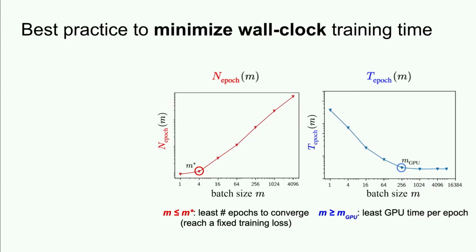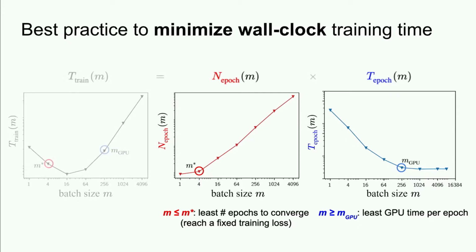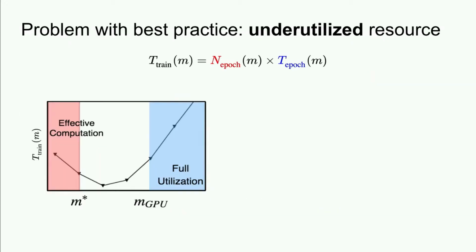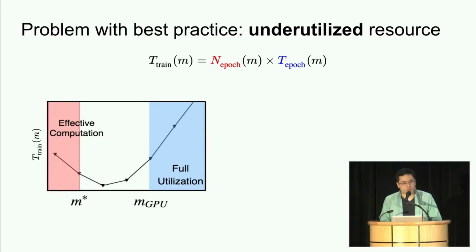Okay, now we are able to show you how the wall-clock training time changes with the batch size, which is very simple. Just do a multiplication. And here you can see that in order to minimize the training time, you want to choose a batch size between this m star and mGPU. Okay, so it's simple. But there's a fundamental problem with this kind of best practice.